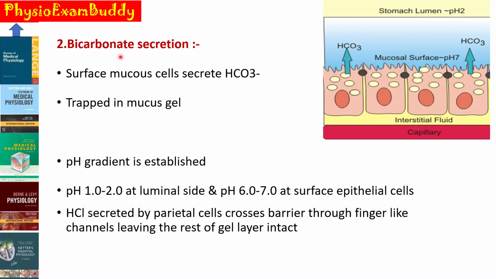The second component is the bicarbonate secretion from the surface mucus cells lining the stomach. And this bicarbonate will get trapped in the mucus gel. A pH gradient is established in the stomach such that the pH at the luminal side of the stomach lumen is maintained at 1 to 2, whereas the pH at the surface epithelial cells is maintained at a range of 6 to 7. So, the HCl, which is secreted by the parietal cells, will cross this barrier through finger-like channels, leaving the rest of the gel layer intact.